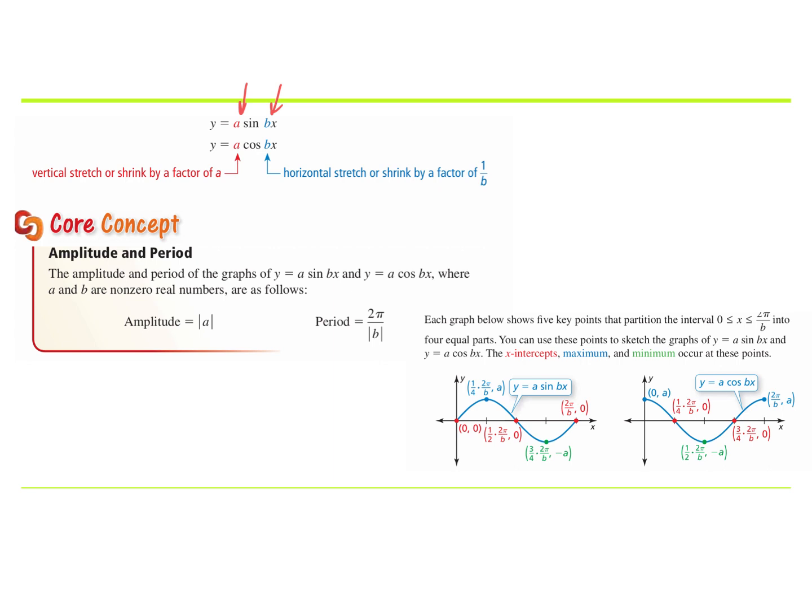The amplitudes and periods of the graph of y equals a sine bx and y equals a cosine bx, where a and b are non-zero real numbers, are as follows. The amplitude is always going to be that number in front of the sine or cosine. If there's nothing written, it's going to be 1. But it's always the absolute value. So always absolute value.